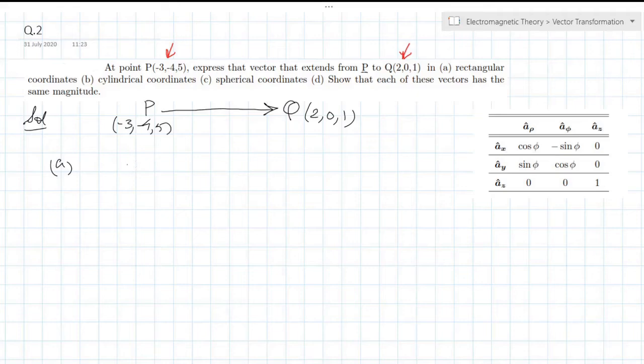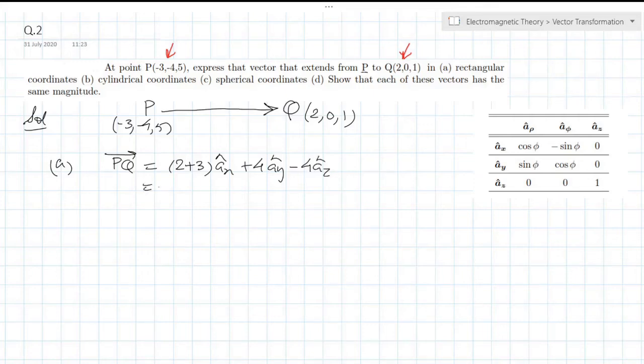Part A is finding the vector in rectangular coordinates. Let us name the vector as PQ with an arrow overhead. The arrow tail is always subtracted from the arrow head. So we'll do 2 minus -3, that means 2 plus 3, and the coefficient will be AX. Then 0 minus -4 will be +4 AY, and then 1 minus 5 will be -4 AZ.